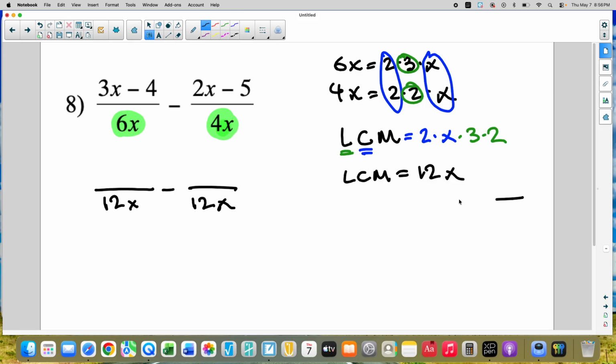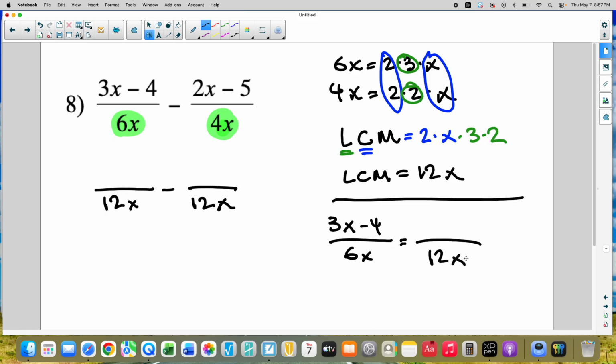Now I have to do equivalencies. I have to take this fraction that is over 6x, and I have to create an equivalent fraction over 12x. So we ask, 6x times what gives me 12x? 2. So I'm going to multiply this by 2. Now, we have to multiply everything by 2 because 2 is multiplying all the parts up there. So 2 times 3x is 6x. 2 times 4 is negative 8. 6x minus 8.